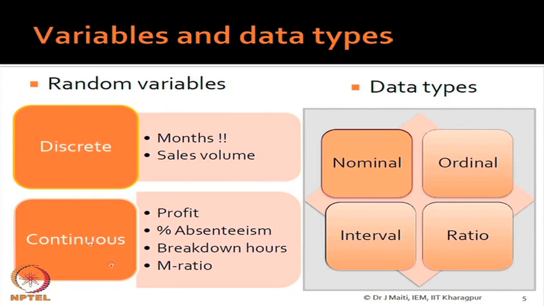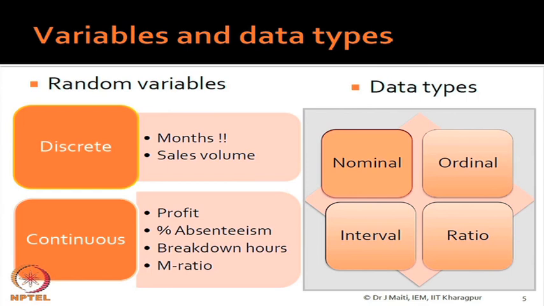I have explained this random variable earlier, so I will not spend much time here, but please understand one thing only: in random variables there will be discrete and continuous random variables. By discrete random variable, we mean they will take some countable values like 0, 1, 2 or something like this, or January, February, March.